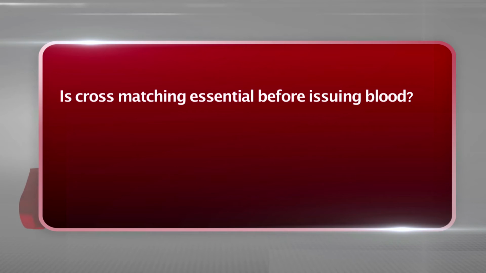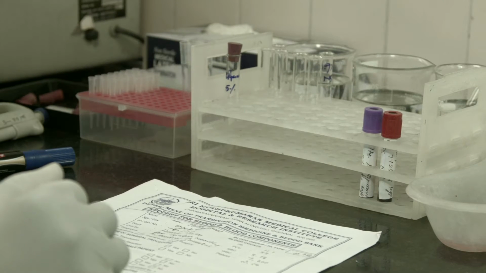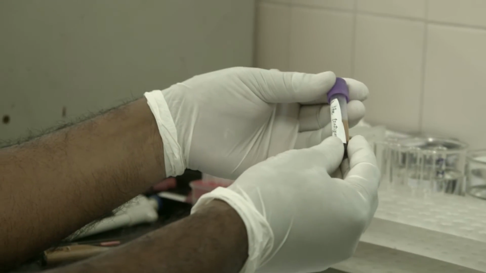Is cross-matching essential before issuing blood? A. Yes. B. No. If yes, then why? According to NACO guidelines and DGHS standards, cross-matching is done to detect any clinically significant antibodies in the patient's serum against donor cells and also to ensure that particular unit of blood may be safely transfused to a patient. This video describes how to do a cross-matching procedure, compatibility testing.